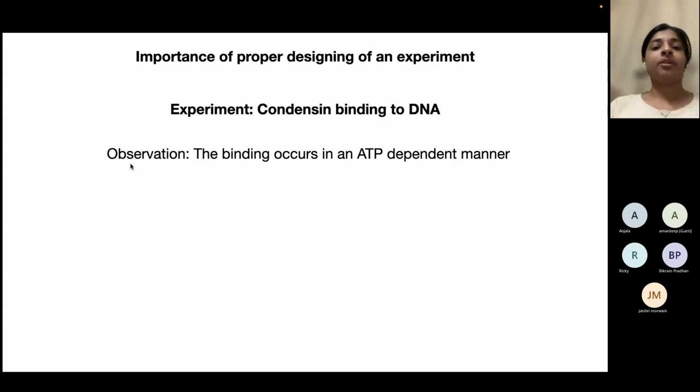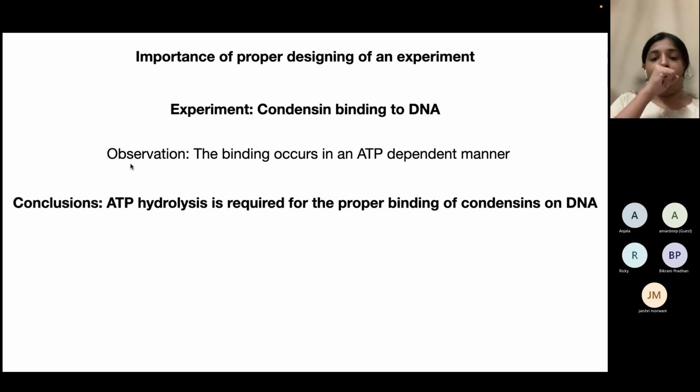Similarly, the experiment that was performed was condensin binding to DNA and forming these DNA loops. The observation was that this binding requires ATP. ATP hydrolysis is what provides the energy for this binding and formation of the loop. So you can conclude that ATP hydrolysis is required for proper binding of condensins on DNA.